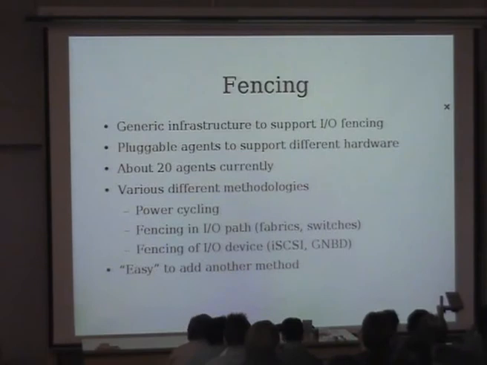So basically there are lots of different places to do it. Different people have different preferences. Some people are nervous about the power cycling method because they don't want their machine forcibly powered off, and it can kill processes that are running unrelated to it on the system. Some people don't want you messing with their switch. Their switch and their SAN is very complicated. They don't want any type of program going in and switching things. So we have about 20 of these. You pick the one that works best for you.